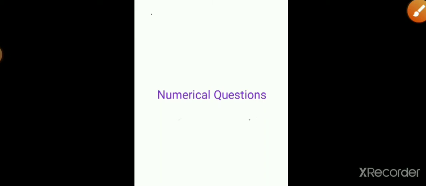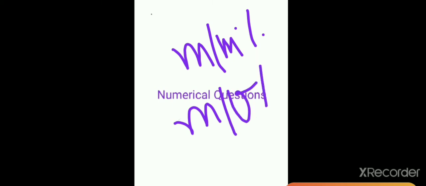Good morning, class. Today we will see a few numerical questions based on the calculation of mass percent. Okay, so students, as you have seen, we can get the percentage of the solution on the basis of three forms. That is, it may be calculated as mass by mass percent, mass by volume percent and volume by volume percent.